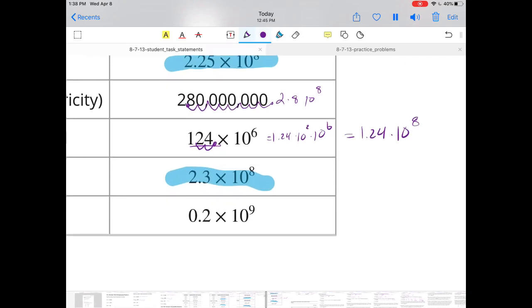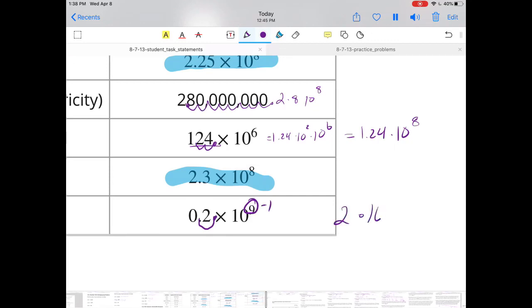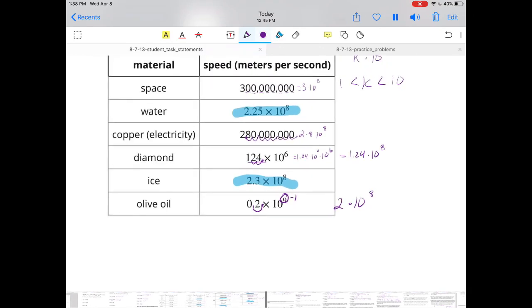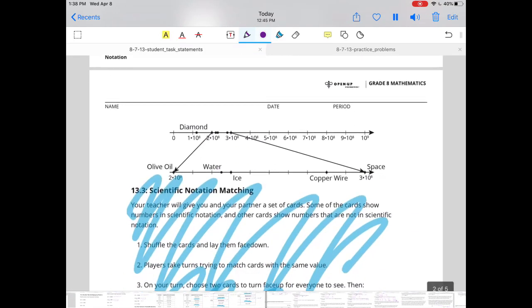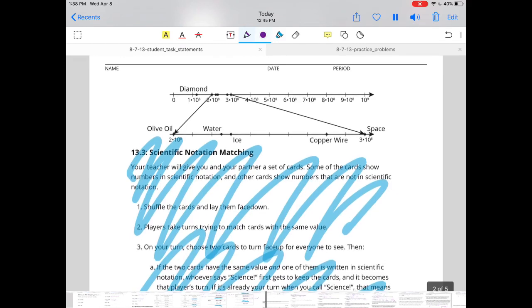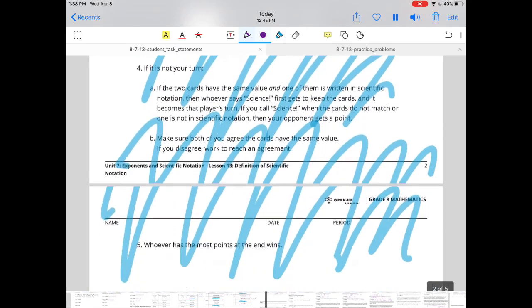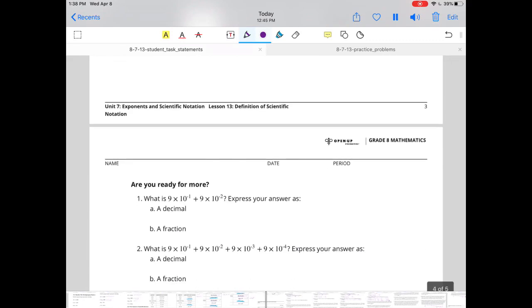Now this one, it's a little bit tough, but we want the number. 0.2 is not between 1 and 10. So instead of the exponent going up, it's actually going to go down. So if we move this 1 to the right, this exponent drops by 1. So that's going to be 2 times 10 to the 8th. Okay? Not bad, not bad. We have to skip this one, because we don't have those cards.